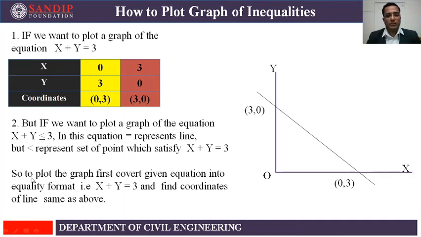That is, to plot the graph, first convert the given equation into equality format, that is x plus y is equals to 3. It means we have to remove the less than or equals to sign and give only the equals to sign, and the remaining procedure is the same as we have already found. The x plus y is equals to 3 graph will look like this. So very simple: if inequalities are given, we convert them into equalities and we get the graph very easily. This is only for a single equation, a single line graph. We can plot the graph for many more equations in a single graph.